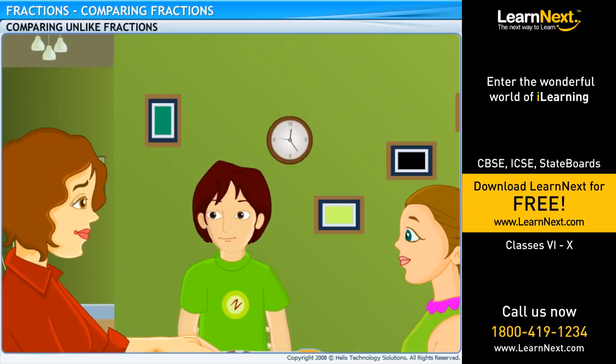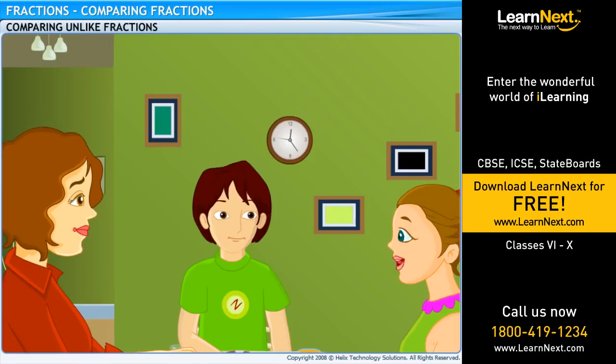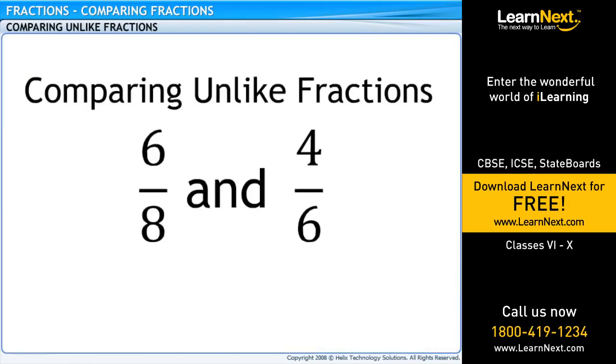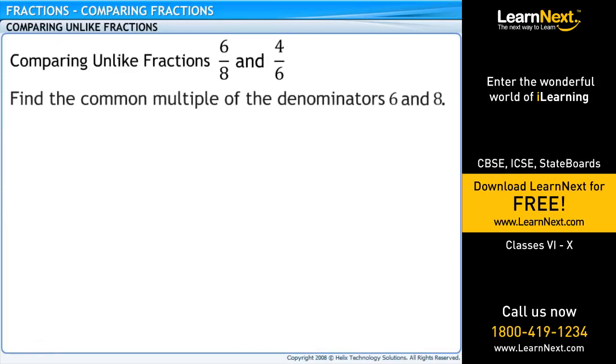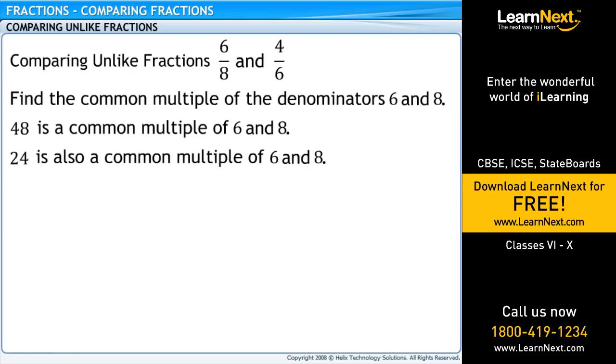Well, there is another way of comparing fractions. Would you like me to share that with you? That would be great, Aunt Grace. We can also compare unlike fractions by finding the common multiple of the denominators, in this case 6 and 8. Mom, 6 times 8 is 48. So 48 is a common multiple of 6 and 8. Aunt Grace, isn't 24 also a common multiple of 6 and 8?